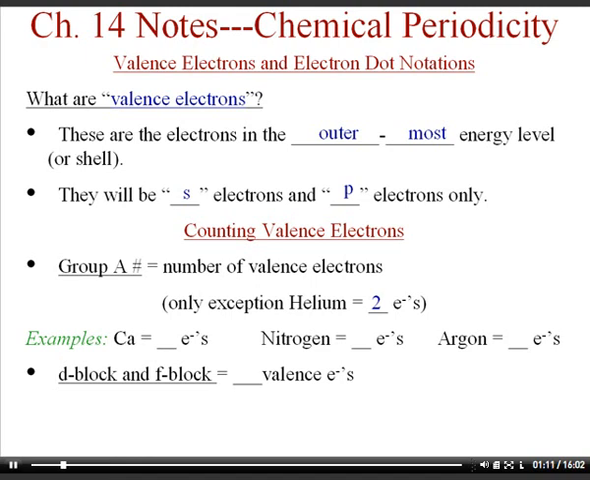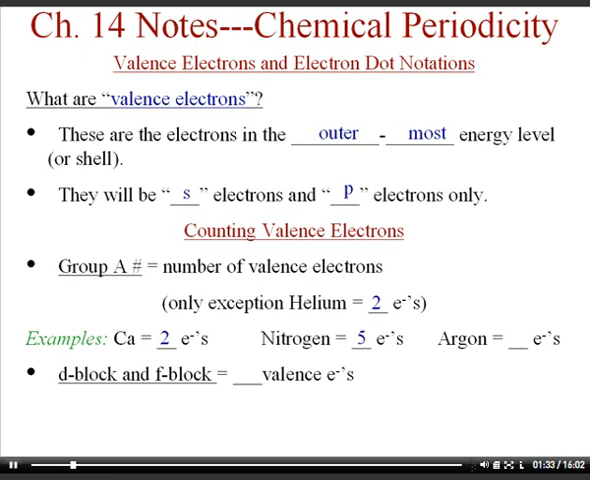So for example, if you look at calcium on the periodic table, it's found in group 2A. Those would be 4s electrons. It has 2 4s electrons, so those would be the ones that are furthest from the nucleus. If you look at nitrogen, it has a configuration of 1s2, 2s2, and 2p3, and the 2s and the 2p electrons would total 5. And so that's why it has 5 valence electrons.